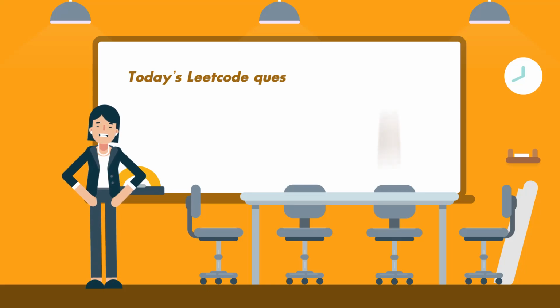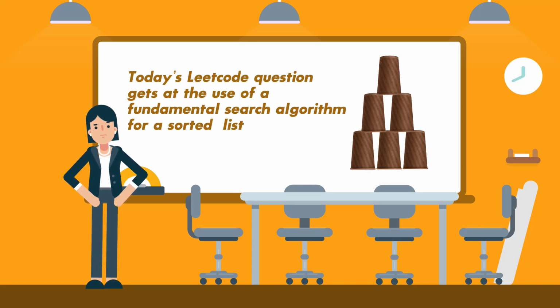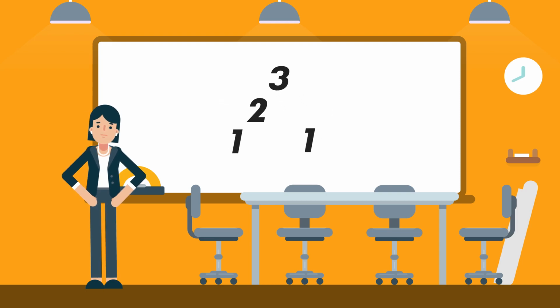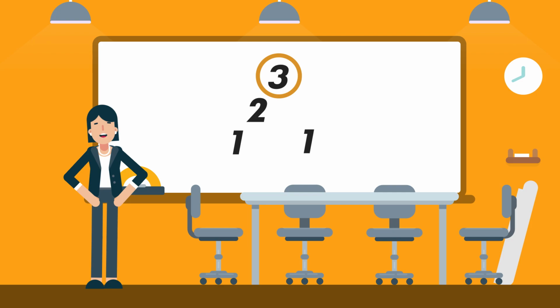Welcome back. Today's Leetcode question gets at the use of a fundamental search algorithm for a sorted list. The problem asks to imagine a list of integers as a kind of mountain, and to locate in O(log n) time the peak of this mountain, such that integers to the left and to the right are smaller than the number.